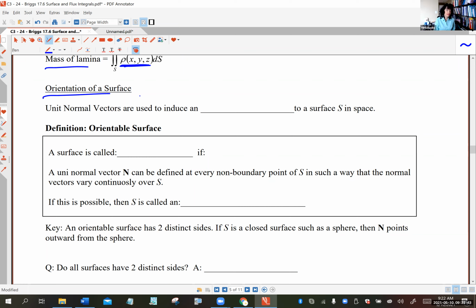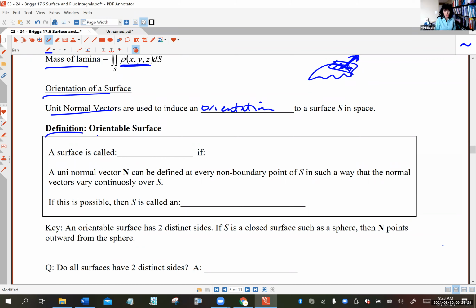Let's talk about orienting a surface. What the heck? When you get a surface, you want to figure out what's pointing out from the surface and what's pointing in, because the surface may not be closed. So we use unit normal vectors on the surface. Remember when we were trying to find the tangent plane to a surface? So you guys know how to find a normal vector to a surface. So we're going to use unit normal vectors to help induce an orientation to a surface S in space.